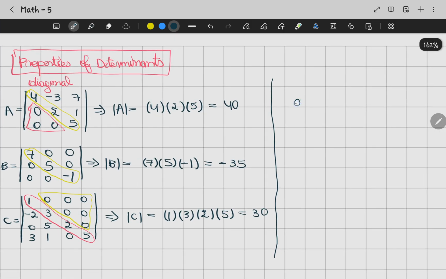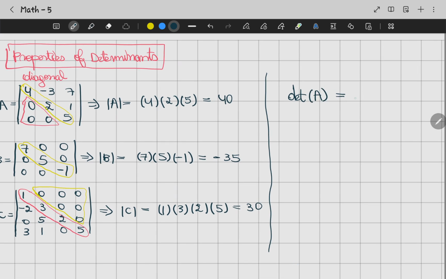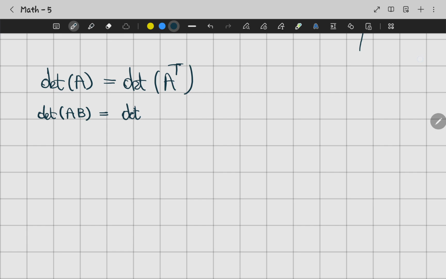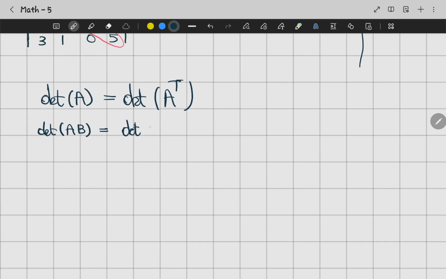Next, you are asked to find the determinant. So you should know these rules. The determinant of A is equal to the determinant of A transpose. You're still going to get the same answer. Now here are some other properties that you should know. The determinant of A times B is the same as the determinant of A times the determinant of B.